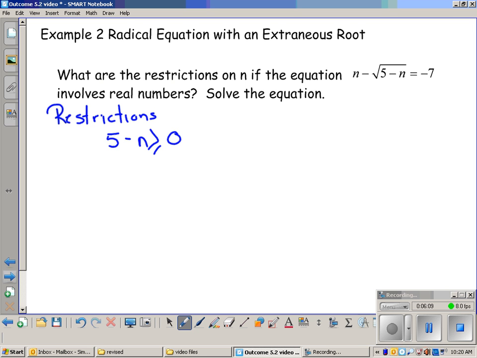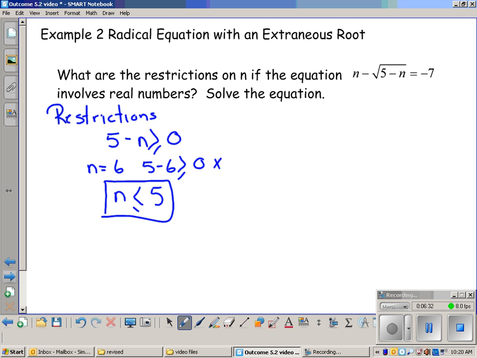What if I substitute in a number larger than 5? So if I try n equals 6, I end up with 5 take away 6 being greater than or equal to 0. That one doesn't work. So I know then that n must be less than or equal to 5. These are my restrictions.